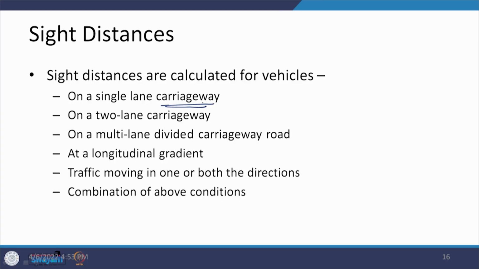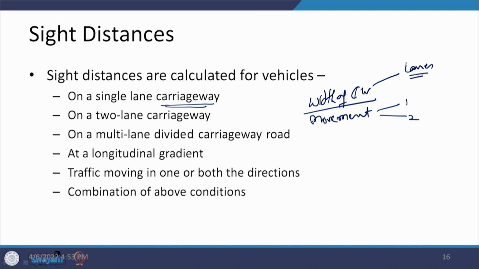Those situations can be in terms of the carriageway width and those can be in terms of the movement. So, you have the width of carriageway and you have the movement of traffic. So, movement can be one directional or two directional. The width of the carriageway will depend on the number of lanes, and that is where we will be talking about the condition of a single lane or a two lane or a multi lane divided system with or without a gradient in the longitudinal direction.